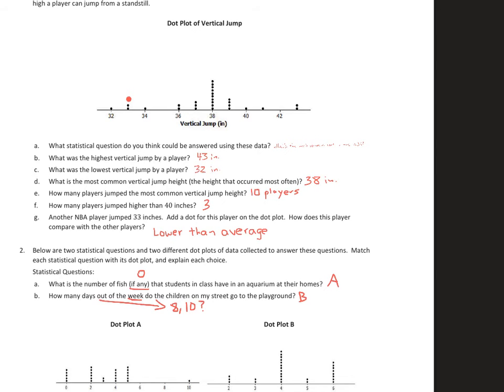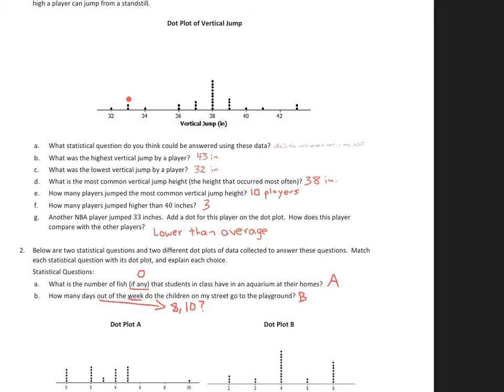For B, 43 inches is the highest, 32 is the low, 38 is the most common or the mode. 10 players jumped that. I just counted the dots. Each dot represents a person, right? So understanding the dot plot's important. 3 jumped higher than 40. We have 1, 2, 3. And I would say that 33, which I added there, is lower than average, right?